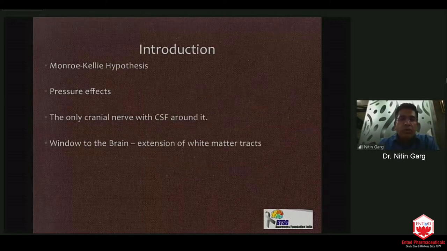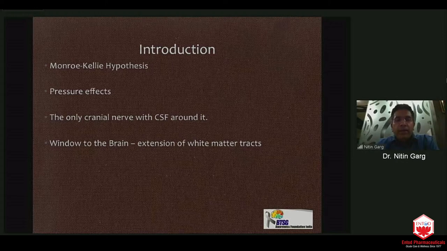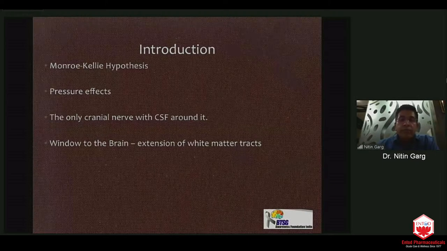So we all know the Monro-Kellie hypothesis that there is a dynamic balance maintained between the brain, the blood and the CSF, because the skull is a closed compartment, and whenever a mass lesion appears, it has an effect on the other three. And what we worry more about is the brain. The second nerve is the only nerve which is a continuation of the brain. The CSF goes all around it, so it is prone to pressure effects, and that is why we call it a window to the brain. It's an extension of the white matter tracts. So optic nerve evaluation is very essential, especially for mass lesions.